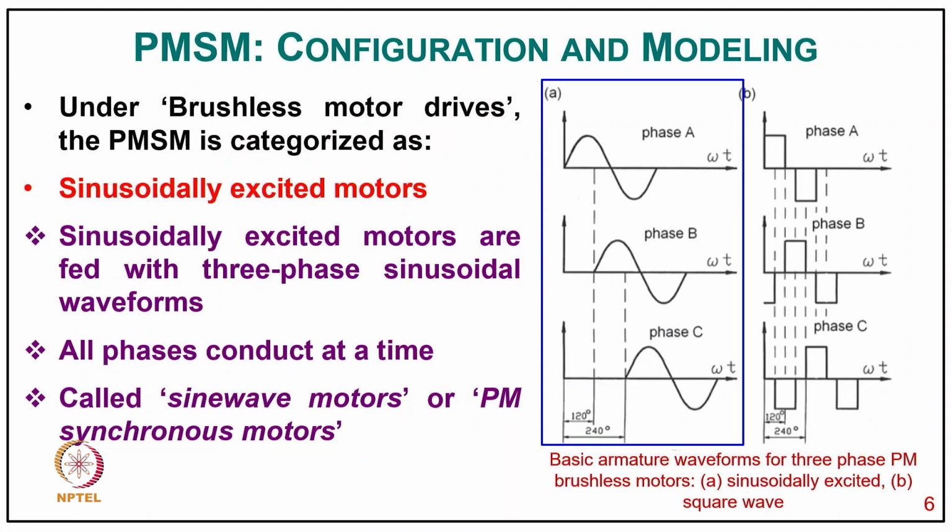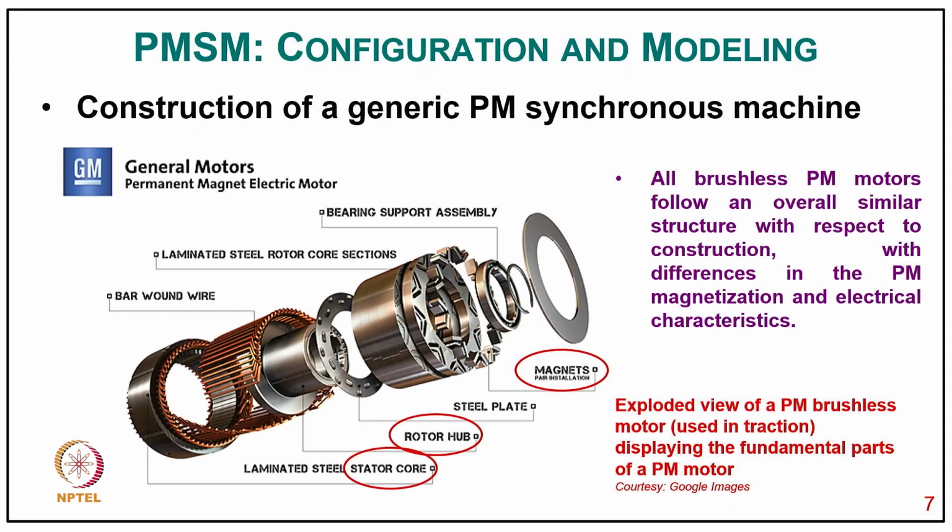Now, coming to brushless motor drive, the PMSM is characterized as sinusoidally excited motor, as you can see in the diagram. Sinusoidally excited motors are fed with three-phase sinusoidal waveform and all phases conduct at a time, called sine wave motors or PM synchronous motor. Typically, here is the construction of a generic PM synchronous machine, as you can see in the diagram, used by General Motors for electric vehicle.